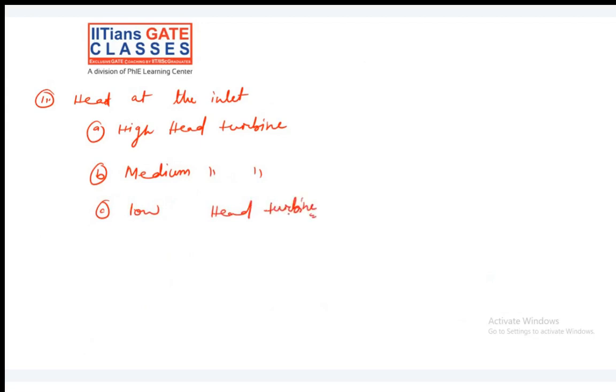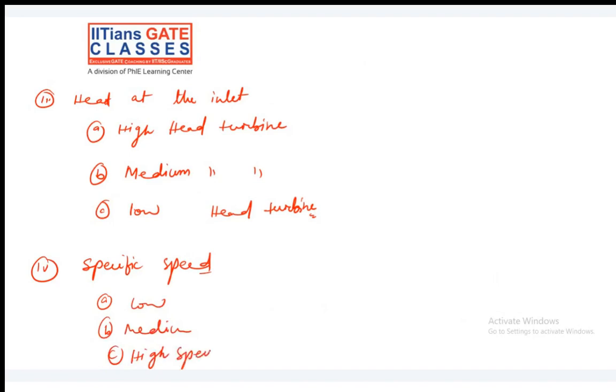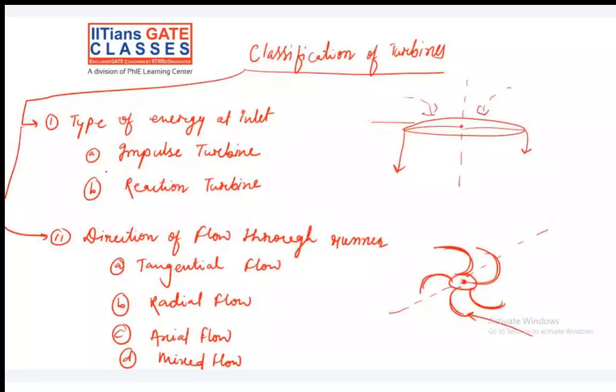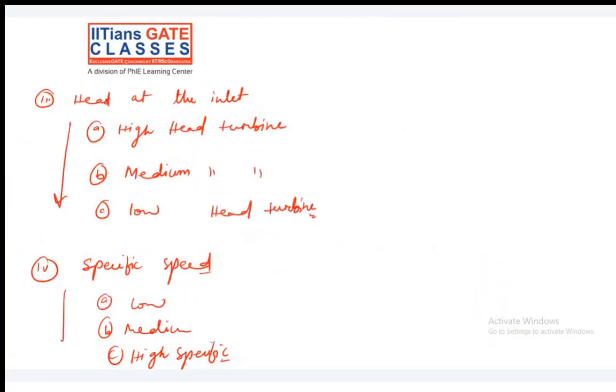And the fourth division is specific speed. Again, these are not that important. We can say low specific speed, medium specific speed, and the third one is high specific speed. I will give you a chart, and that chart will help you draw the conclusion. But if I know the first one, then these three classifications follow.